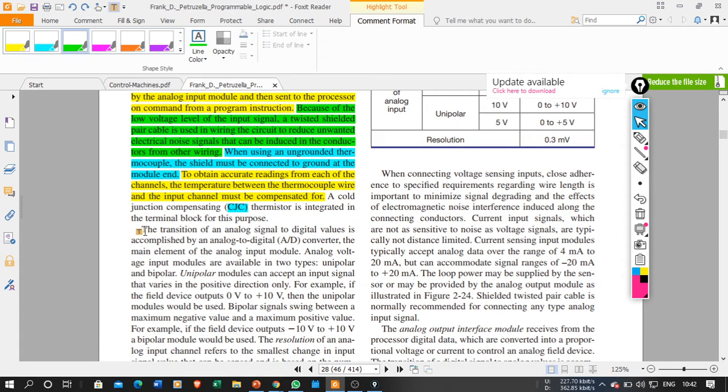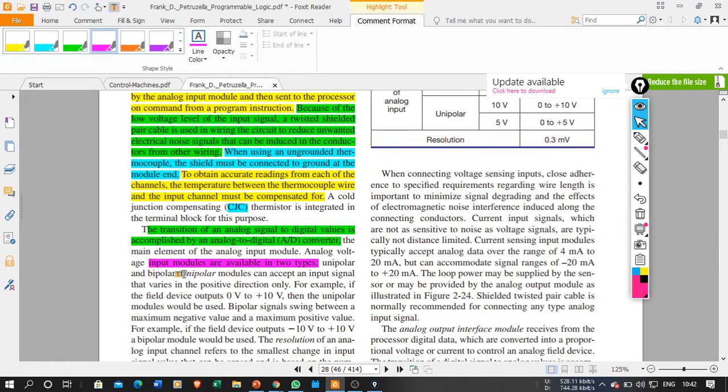So whatever the value I am getting over here, that is my analog, and to convert that into digital I need to use the ADC over here, analog to digital converter, the main element of analog input module, and this is the very important element of your analog input module. Analog voltage input modules are available in two types. So there are two types of analog input modules. They may be unipolar or they may be bipolar.